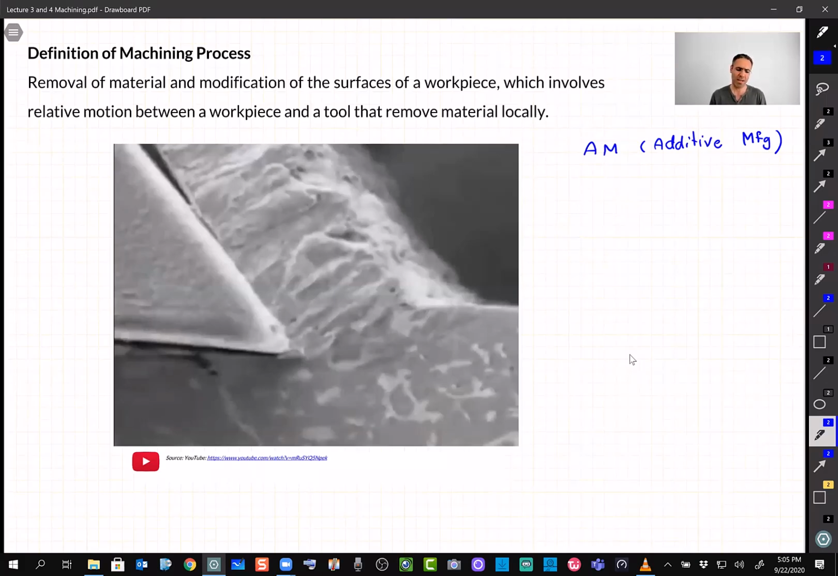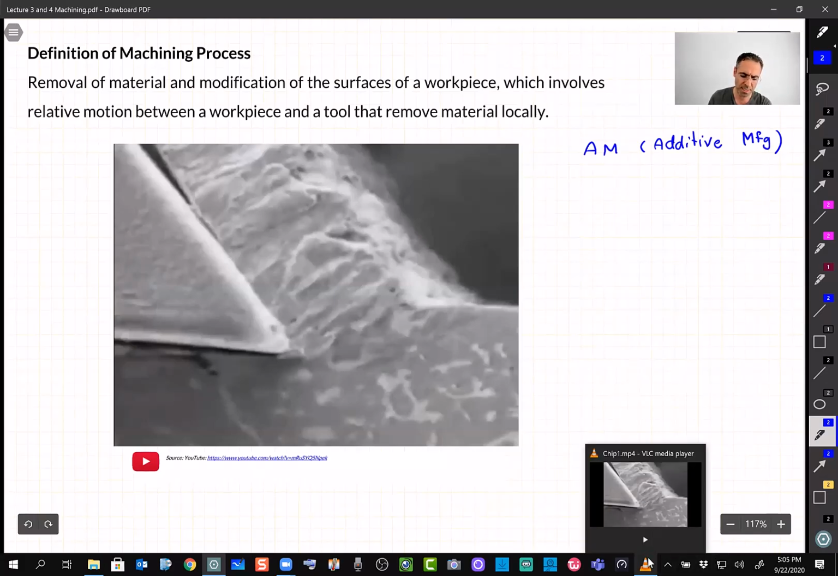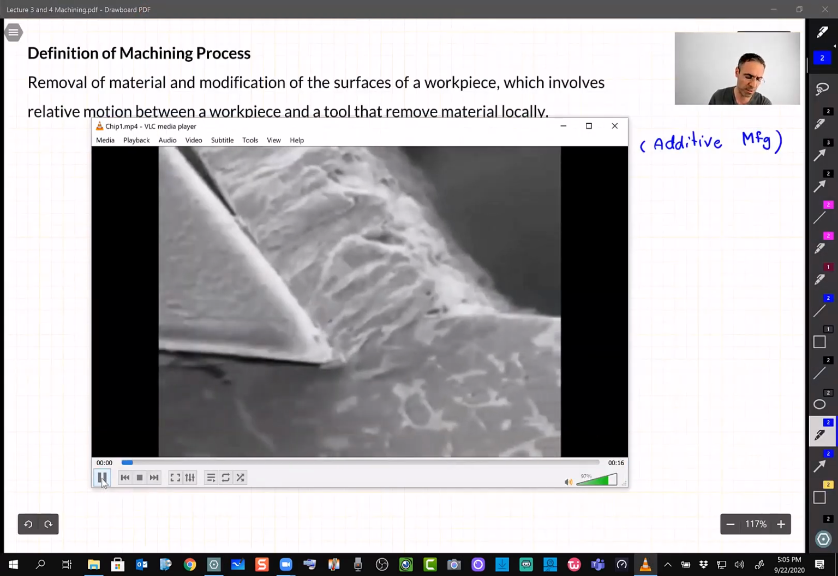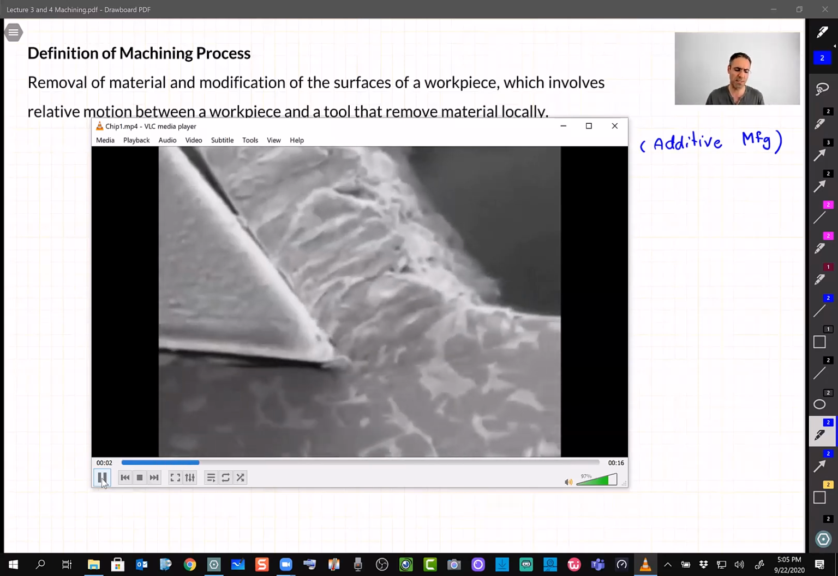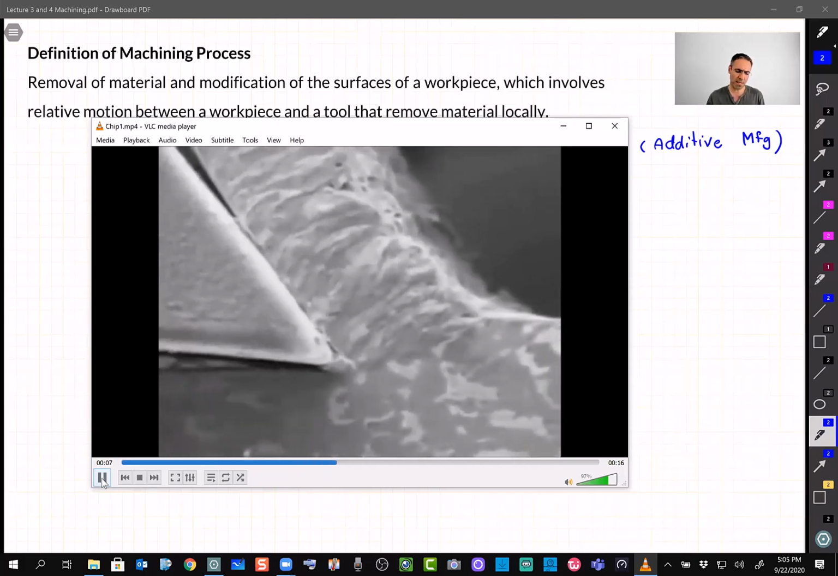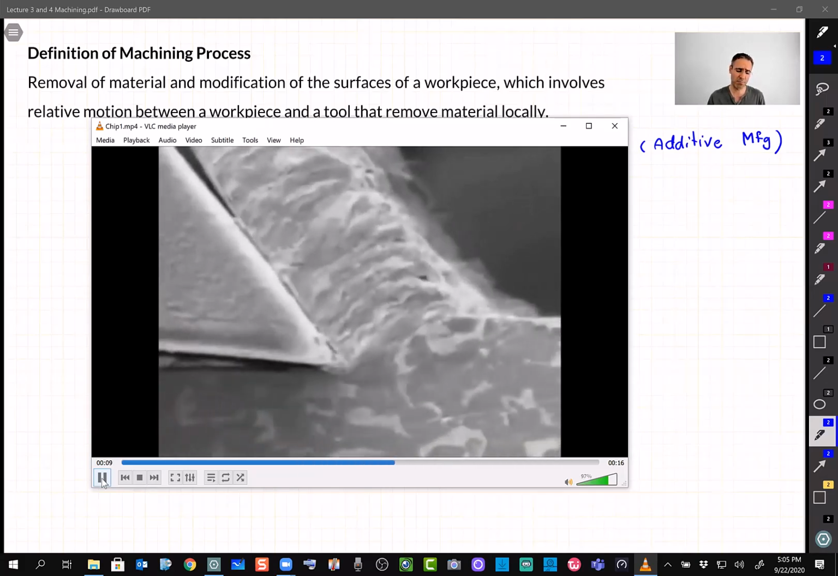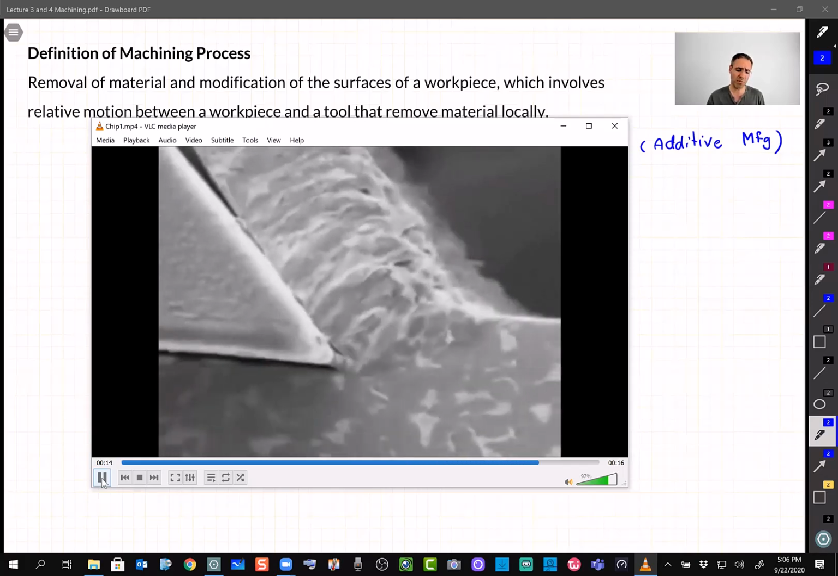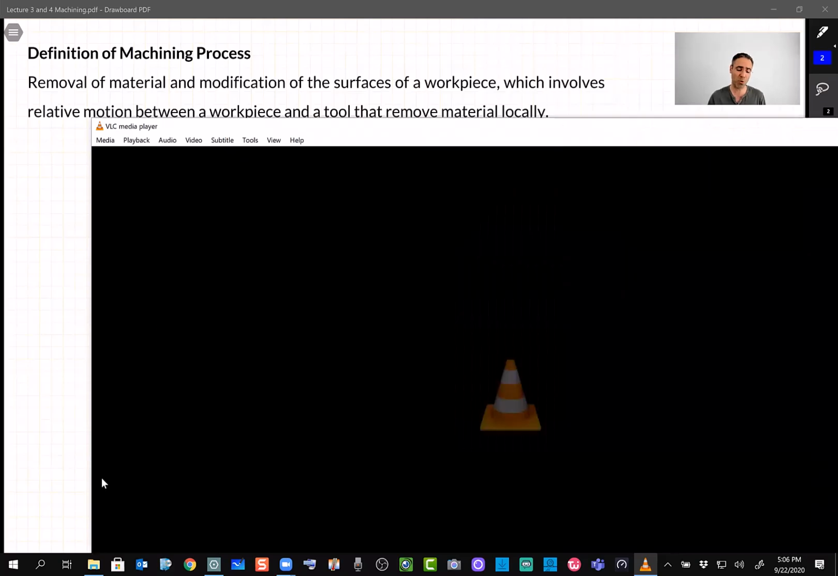All right, as I show in this image, we can consider the workpiece and a tool. And let me see if I can play the video. I also posted this video so you could watch it before the lecture. This is a high-speed machining process, removing the material. So the tool is moving, or maybe the tool is fixed and the workpiece is moving.